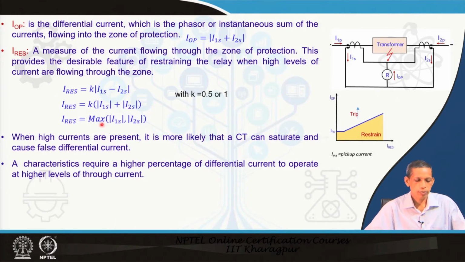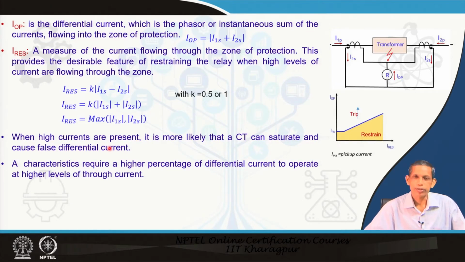The other one is the maximum of I 1 s or I 2 s. Agree? So, these are the common restraining currents used in the percentage bias relay characteristics, with k equal to 0.5 or 1 in these relations. Most relays use k 0.5; k 0.5 is a very popular value.